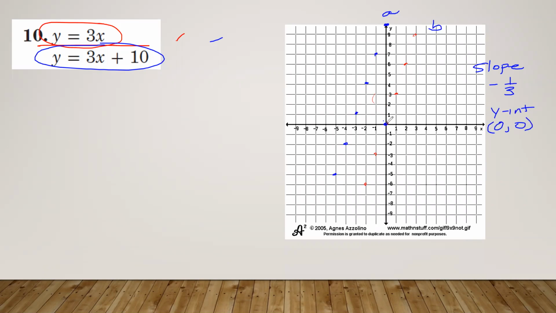So at this point, my slope is -1/3, so I'm going to go down 1 and to the right 3, down 1 to the right 3, or I can go up 1 and to the left 3, and up 1 to the left 3, okay?